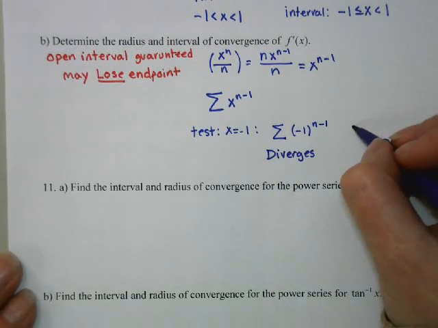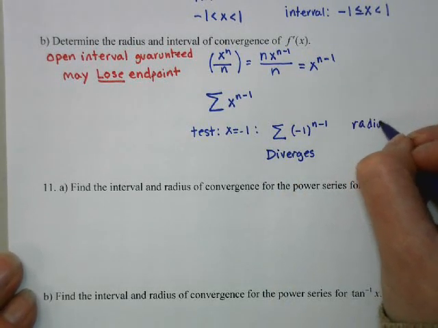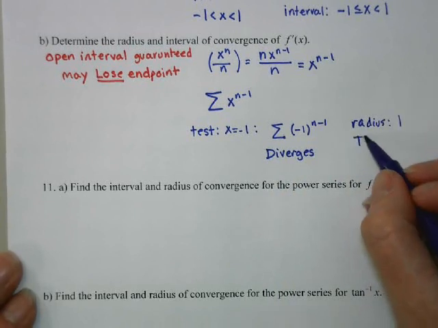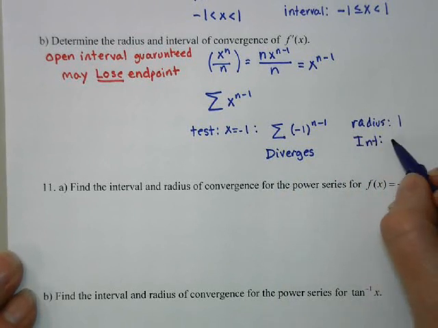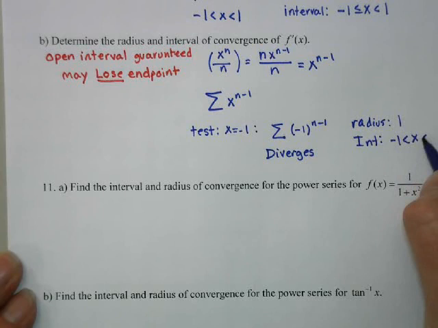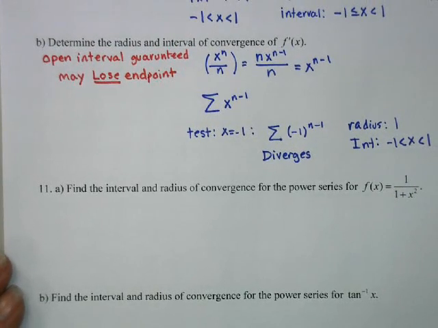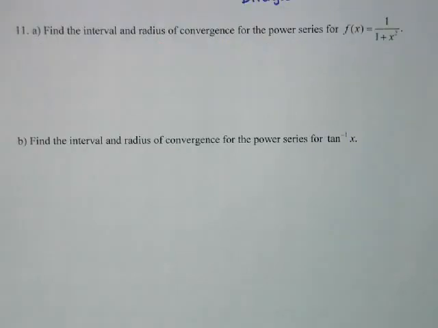Okay, so my radius is always 1. That's not going to change. The interval, however, is now just negative 1 to 1, not including either endpoint.